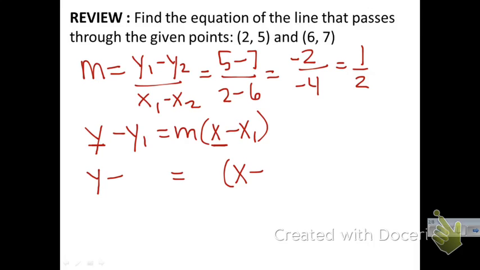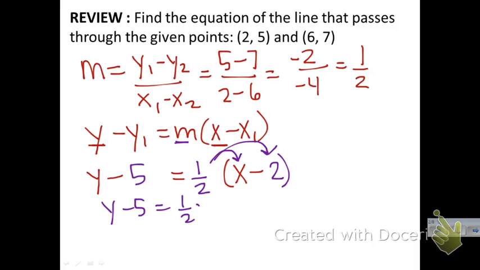So to fill those in, we're going to choose one of our points. I'm going to choose the first one. So y minus y1 would be 5, and then x minus x1 would be 2, and then this m becomes my slope, which is 1/2. Now you have 2 steps. Distribute here and here.